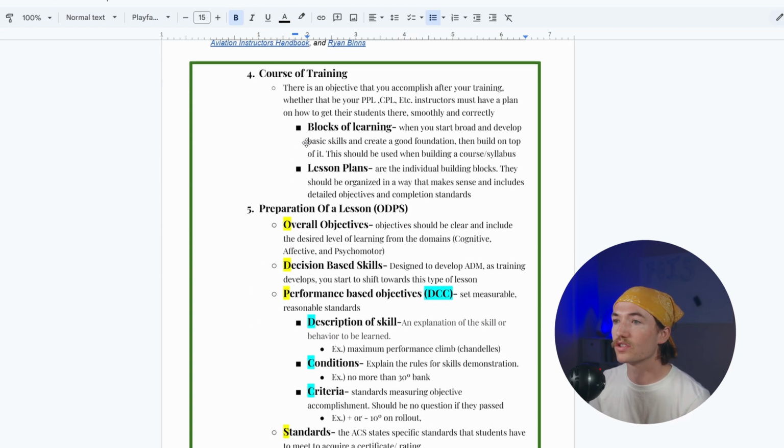Number 4, we have course of training. There's an objective that you accomplish after your training, whether that be your private pilot's license, commercial, etc. Instructors must have a plan on how to get their students there smoothly and correctly. So we talk about blocks of learning here. You start broad and develop basic skills and create a foundation, then build on top of it. This should be used when building a course or a syllabus. So these things kind of relate right back to PPAR, building your course or syllabus.